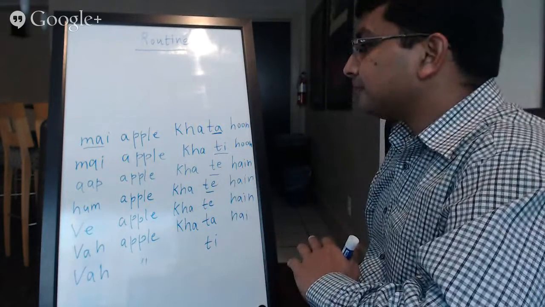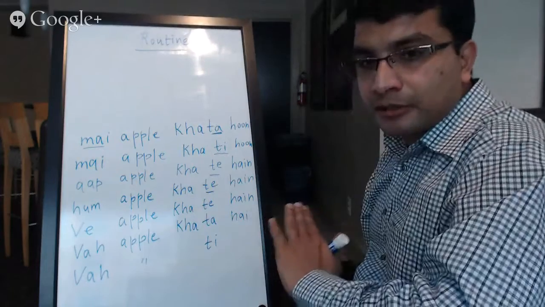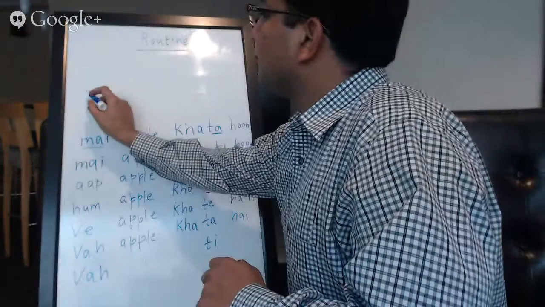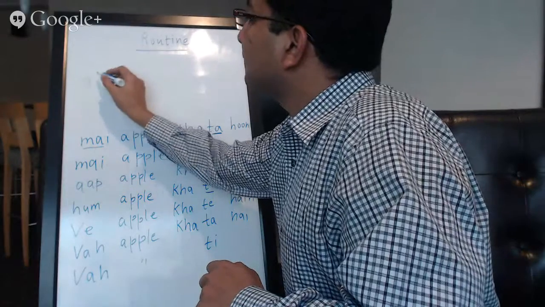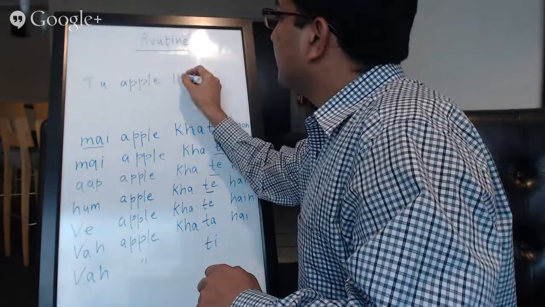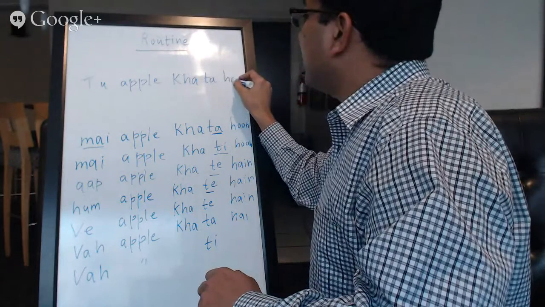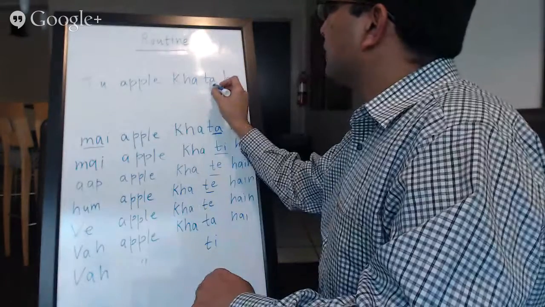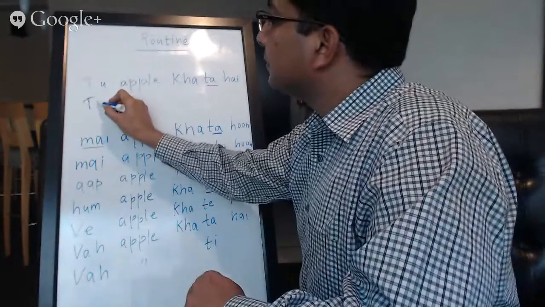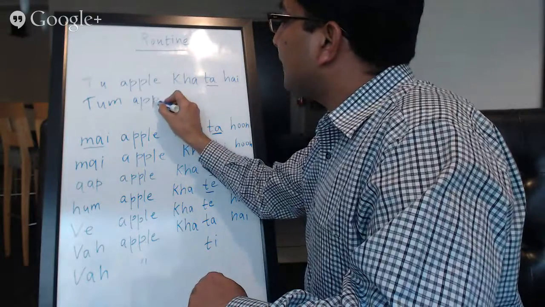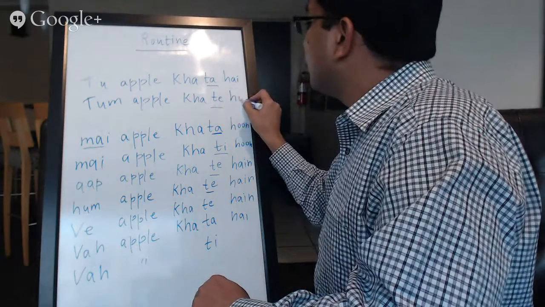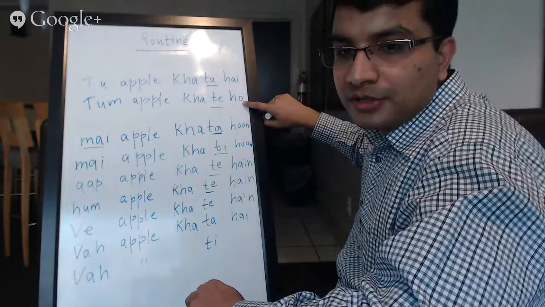Okay. It changes the rule a little bit, which is fine. There are some advanced students as well. So for tu, it would be तू apple खाता है. Same as वह apple खाता है. But if you're giving some respect using तुम, तुम apple खाते हो. So it changes from all the others that we have done. तुम apple खाते हो.